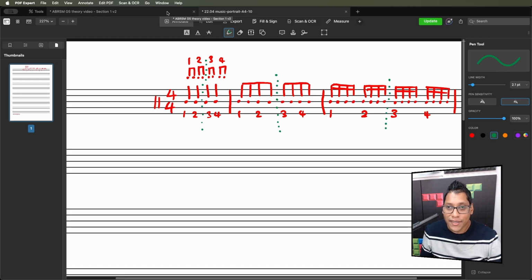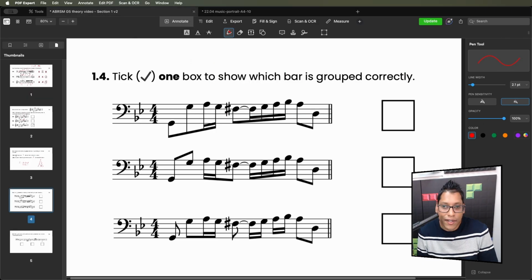So let's see if we can identify which of these options is the correct one. Let's have a look at our first option. Because we're dealing with 4 crotchets in the bar, I'm going to be converting shorter notes into their beat notes. So I'm going to be converting quavers and semiquavers into crotchets in order to figure out A, whether we have the right amount of beats, and B, whether they are in the right grouping.